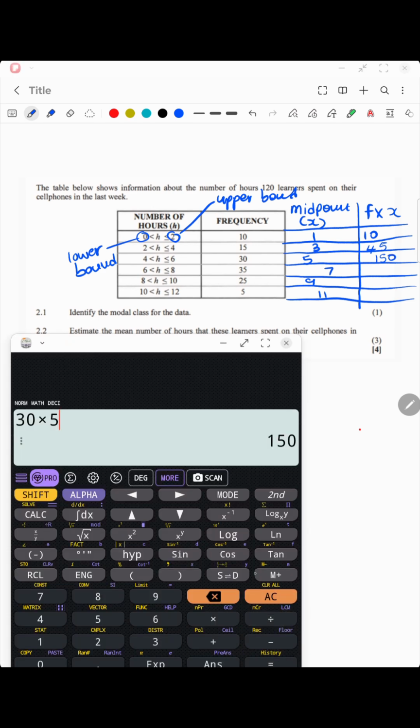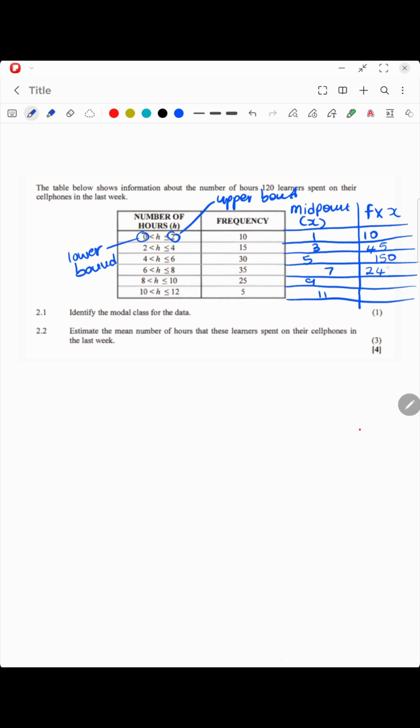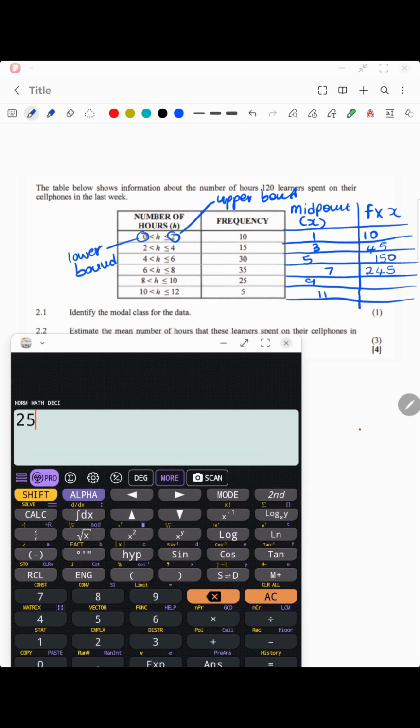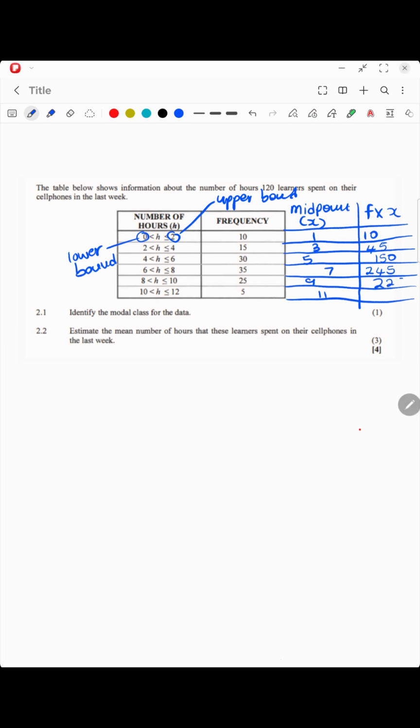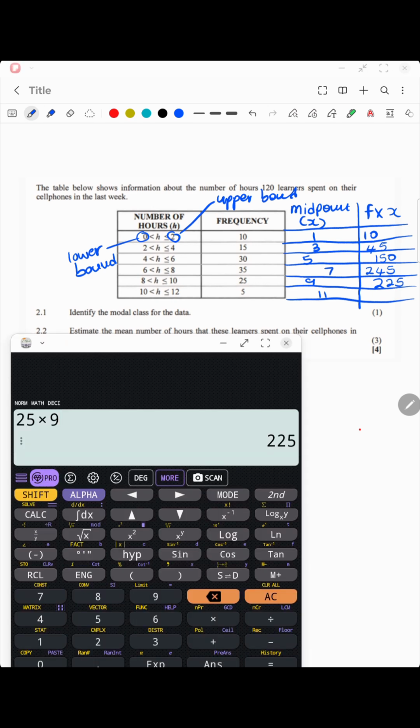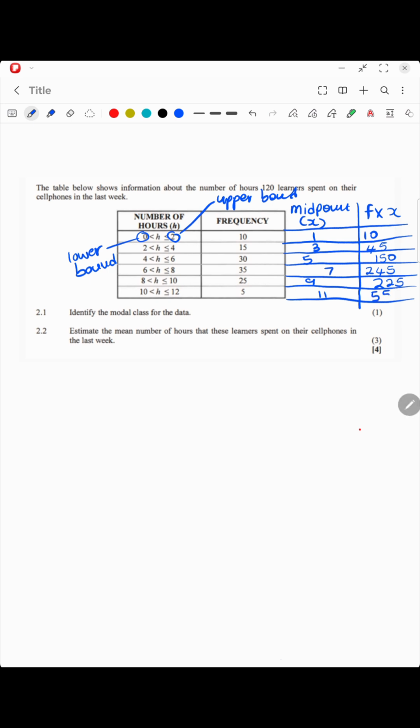Then we will have 35 multiplied by 7, which is 245. Then we will have 25 multiplied by 9, which is 225. Then we will have 5 multiplied by 11, which is 55.